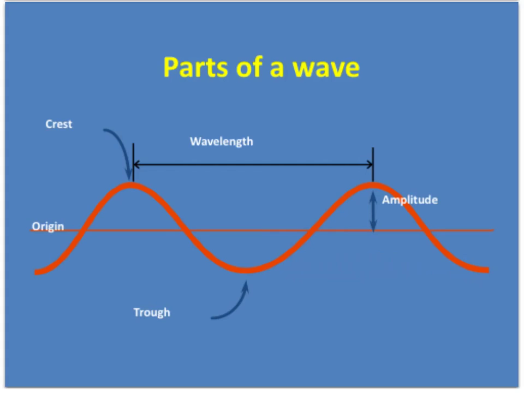Now the origin is the normal resting position of the wave. So now the amplitude is the maximum distance the wave is displaced. So the highest point or the greatest distance the wave moves away from its resting position. Now the crest is the high point of the wave, the peak, and the trough is the low point of the wave.